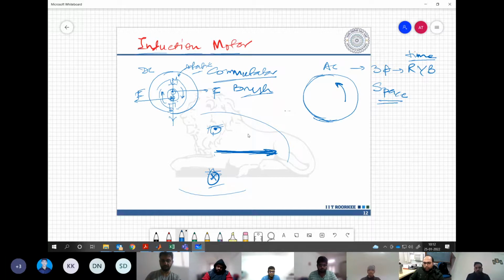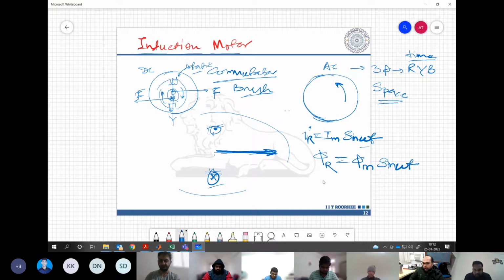Yes, sir. Now let's say we are feeding a current, IR equal to Im sine omega t. Because this is sine omega t, the flux generated by this, say phi r, will be of magnitude phi m sine omega t.